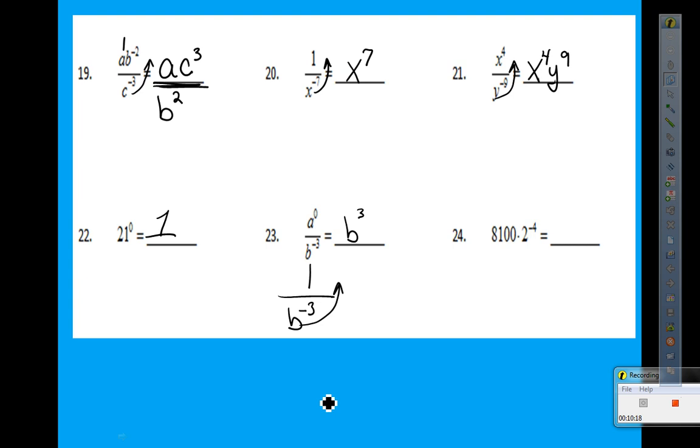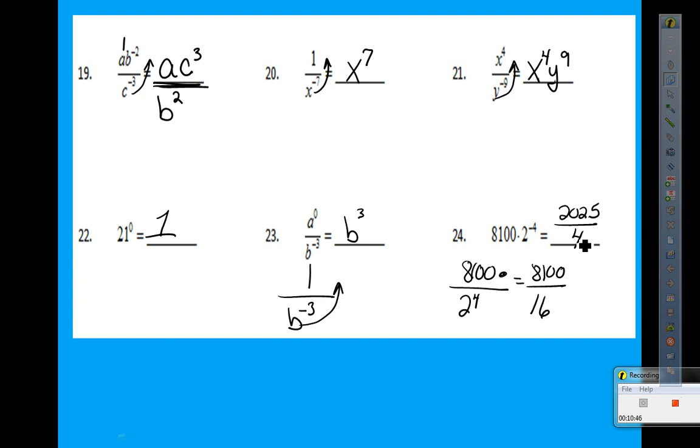Number 24, this becomes 8100 times... to get rid of that negative exponent, I'm going to bring that to the bottom. So now I've got 8100 over 16. You could simplify that in your calculator if you'd like. It comes out to be 2025 all divided by 4.